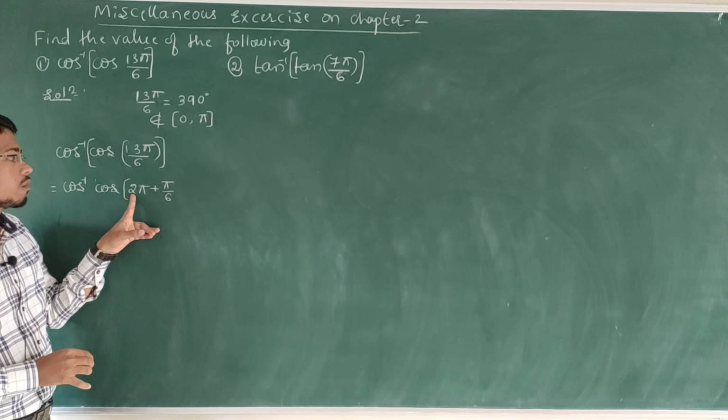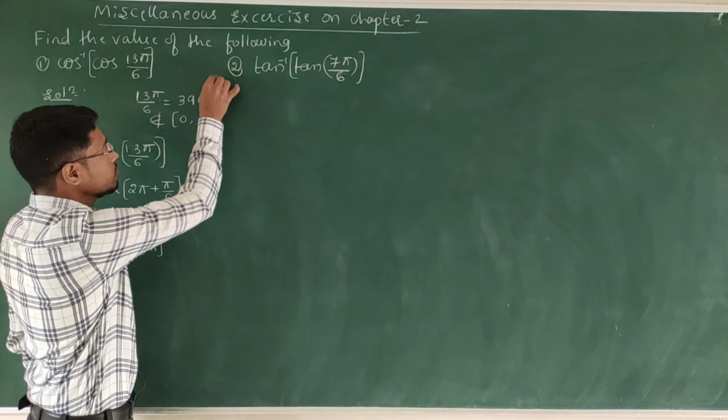So now it will become cos inverse of cos theta, since cos 360 plus theta is cos theta. So this is equal to cos inverse and cos get cancelled, remaining is pi by 6. Pi by 6 is 30 degrees. This belongs to the range of cos inverse, that is 0 to pi. So the value of this function is pi divided by 6.